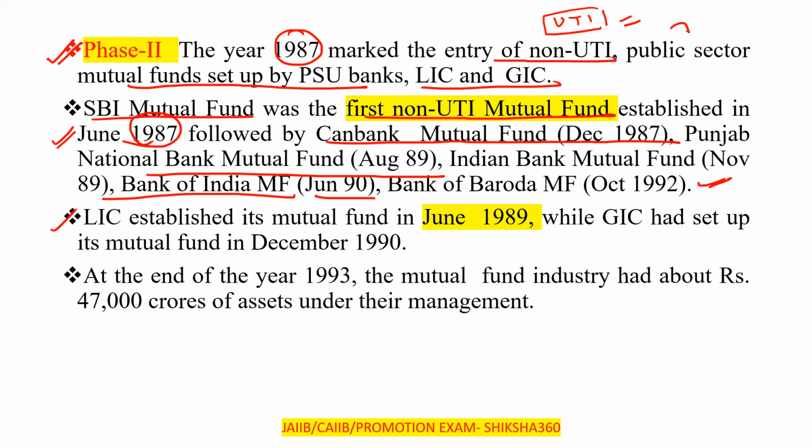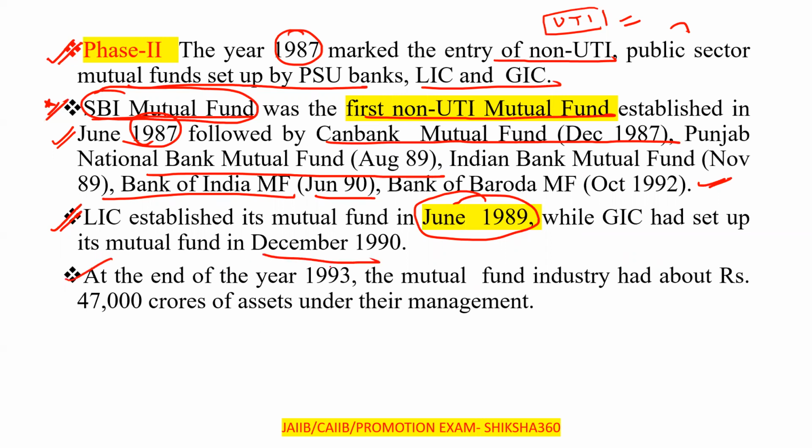LIC established its mutual fund in June 1989. This is important. Whatever I circle here is most important. Clear? Like the first non-UTI mutual fund, that is the SBI Mutual Fund. And LIC established its first mutual fund in June 1989. On the other side, GIC set up its mutual fund in December 1990.